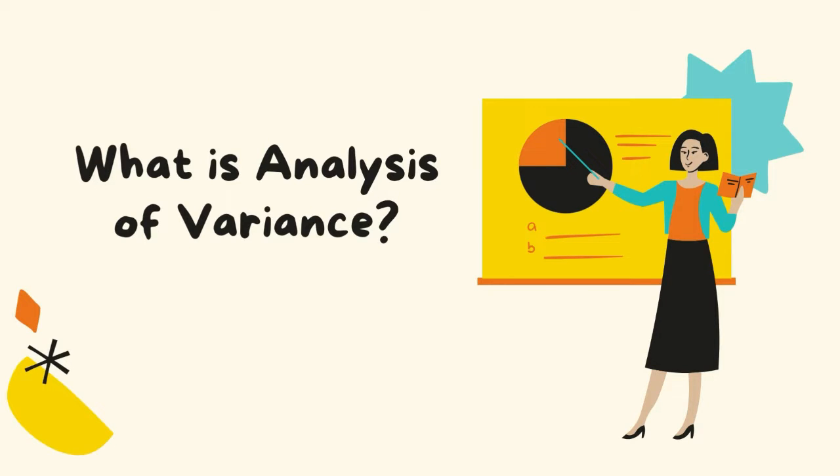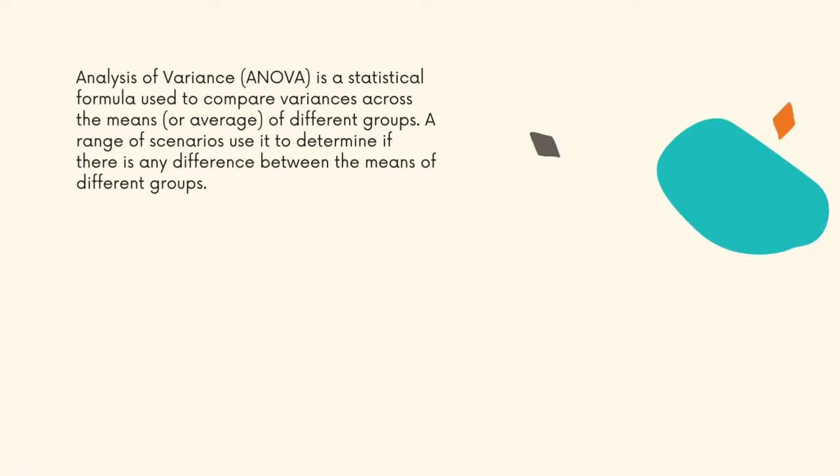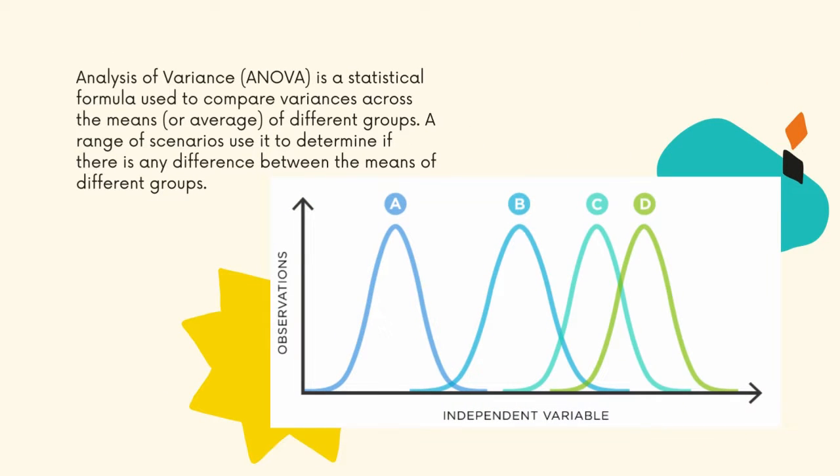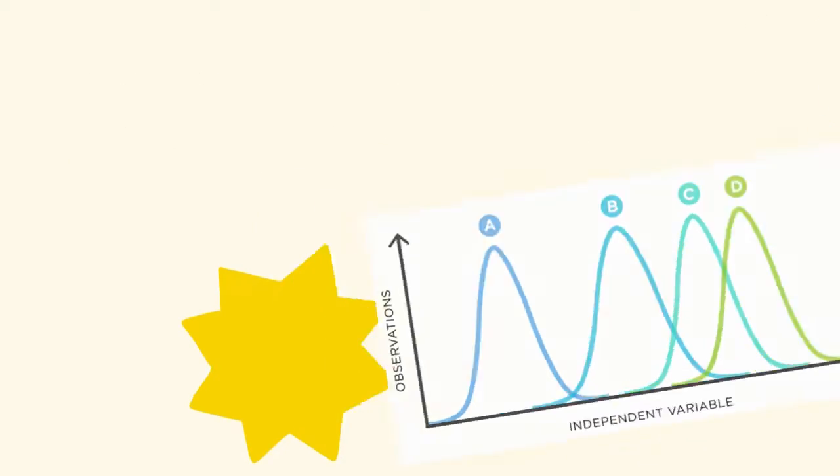First, what is analysis of variance? Analysis of variance, or ANOVA, is a statistical formula used to compare variances across the means or averages of different groups. A range of scenarios use it to determine if there is any difference between the means of different groups.